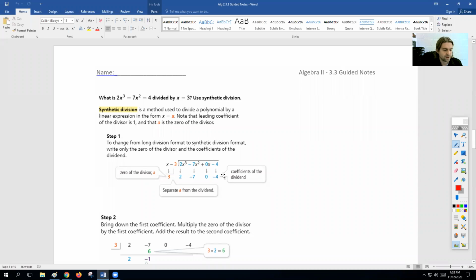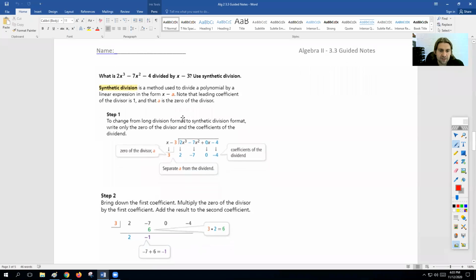So I'm going to help you out on the second part of the 3.3 guided notes. And today we're going to look at synthetic division. Now, synthetic division is just another way we can divide polynomials, but we can only do it if we're dividing by something like an x minus 3 or an x plus 4 or 2x. So if it's just a straight up something x minus something, we can do it. If it's ever an x squared or an x cubed, we cannot use synthetic division.